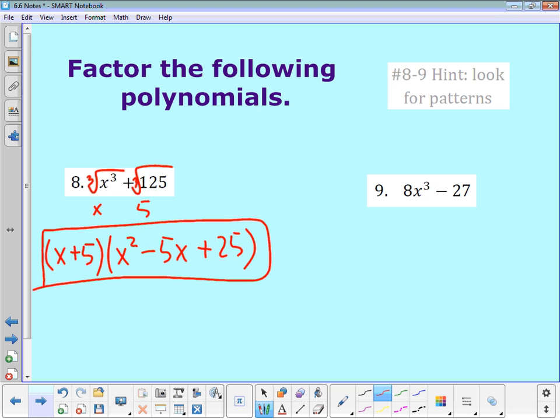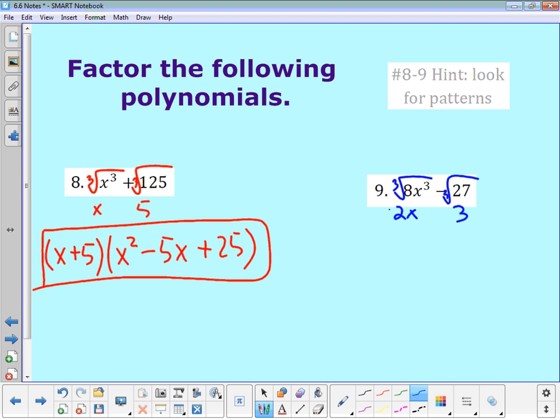When I take a look at number 9, this time I have a difference of two cubes. I can take the cube root of the first one and I can take the cube root of the second one. When I take the cube root of 8x to the third, I get 2x. When I take the cube root of 27, I get 3.